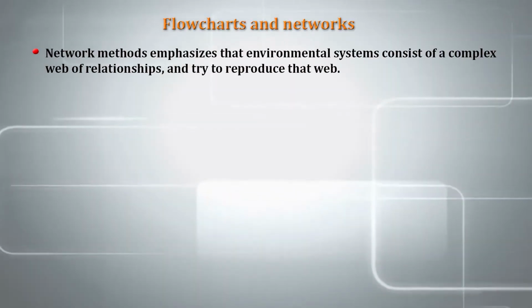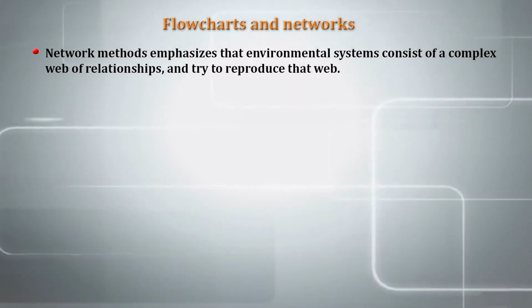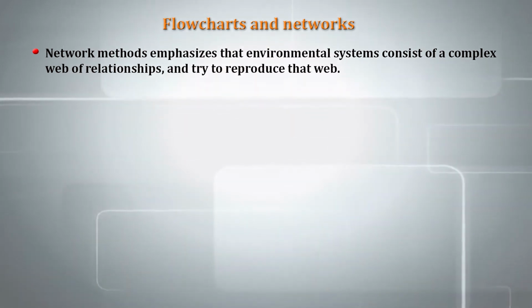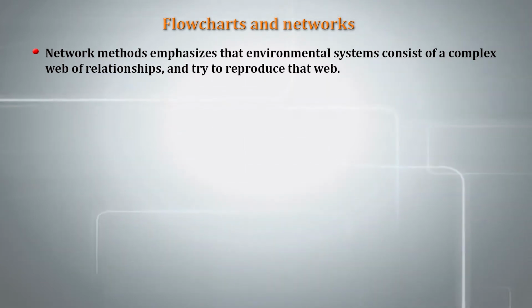When you talk about network methods, the network methods emphasize that environmental systems consist of a complex web of relationships, and these network methods endeavor to reproduce that web. So the environmental system we are talking about is a kind of relationship, a complex web of relationships, and this network exactly reproduces that particular web. In a way, we are moving towards what is exactly happening in the environment. So in that way, this network method is significant.